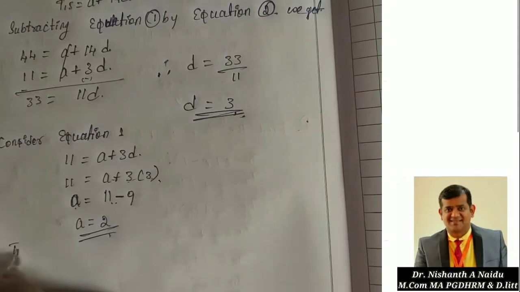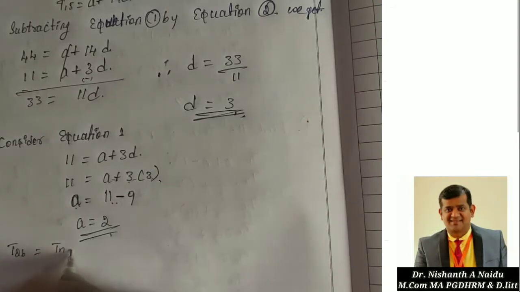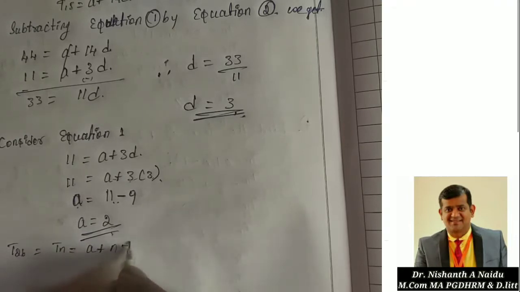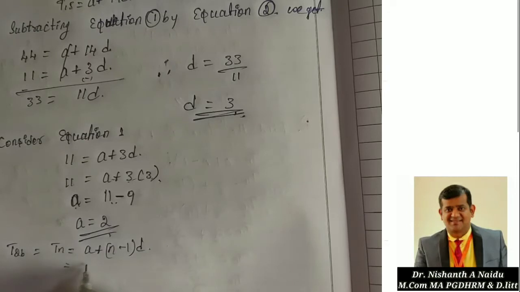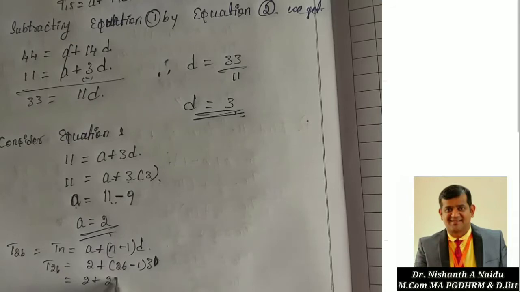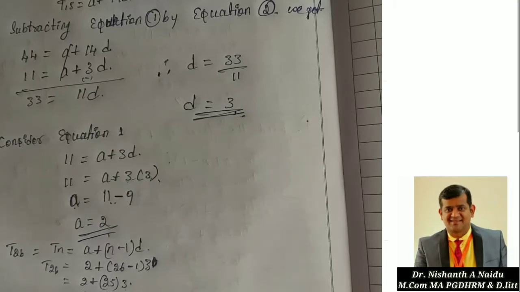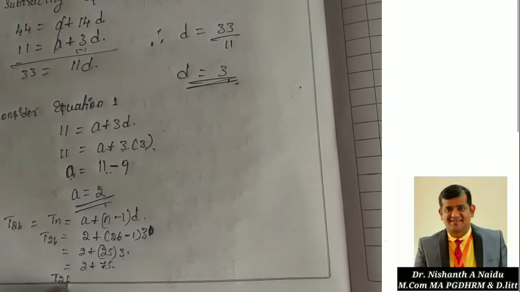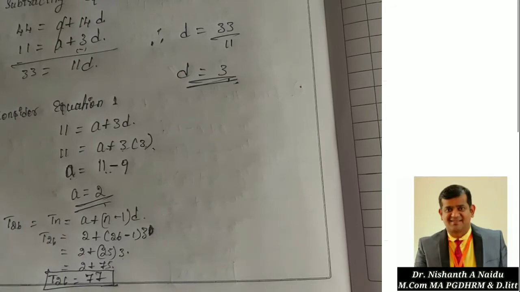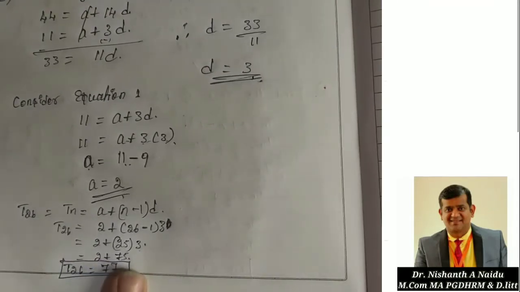Now we have to identify T26, right? T26, where Tn equals a plus n minus 1 into d. For this, we know a is 2, n is 26, so 26 minus 1, and the d value 3 we know. So do it: 2 plus 26 minus 1, which is 25, into 3. So that is 2 plus 75, which becomes T26 equals 77. This is how we have to find the answer. Okay, so this is the fifth problem which we did.